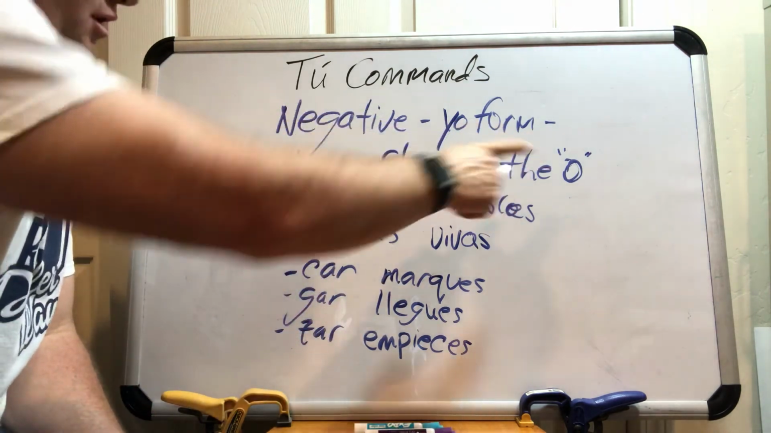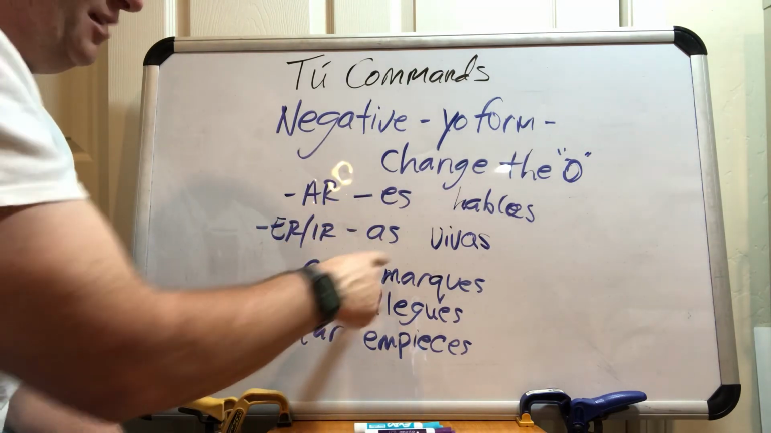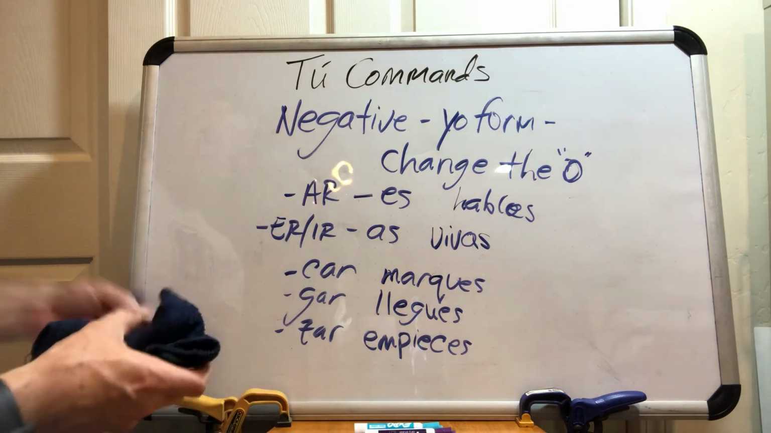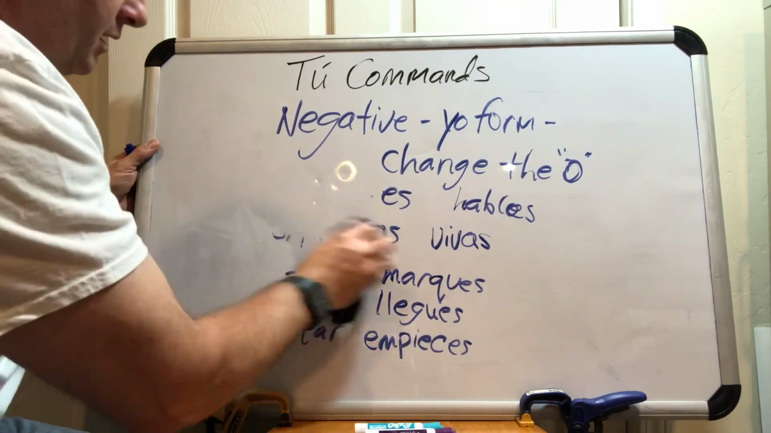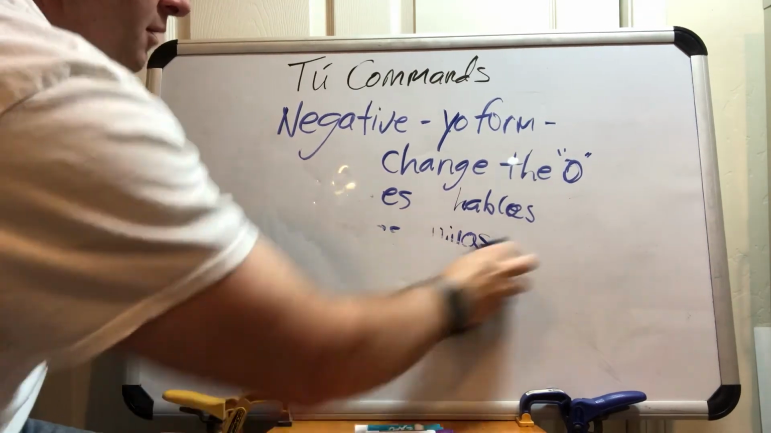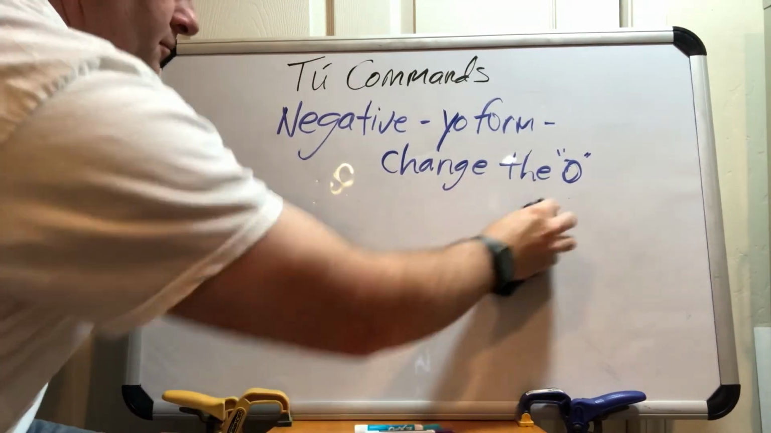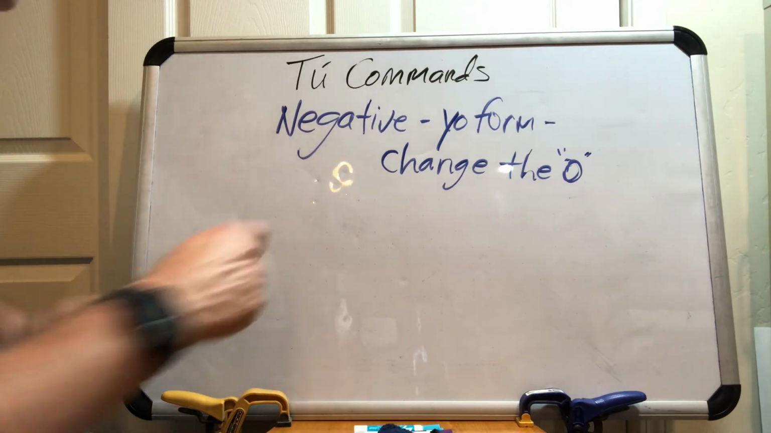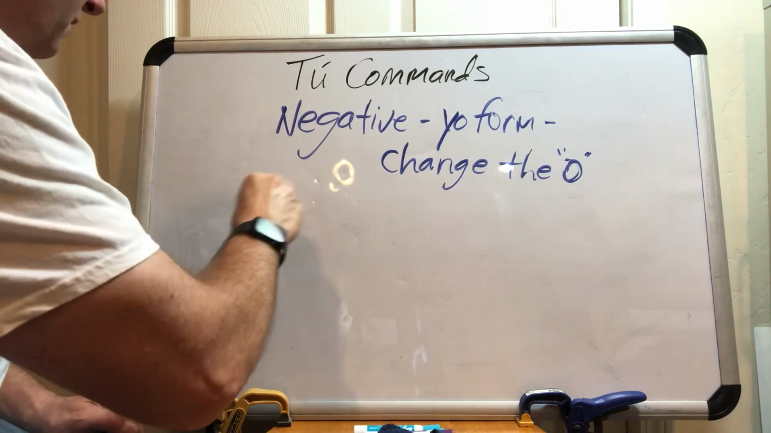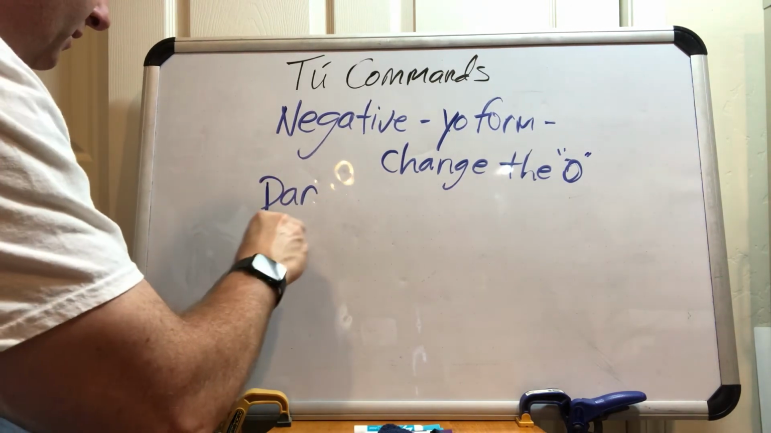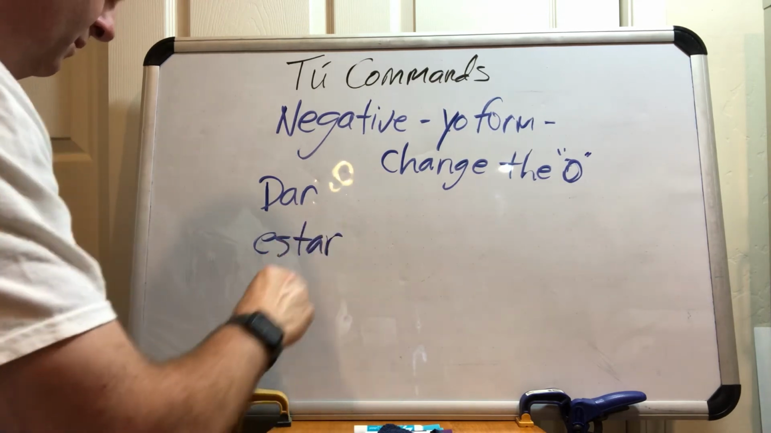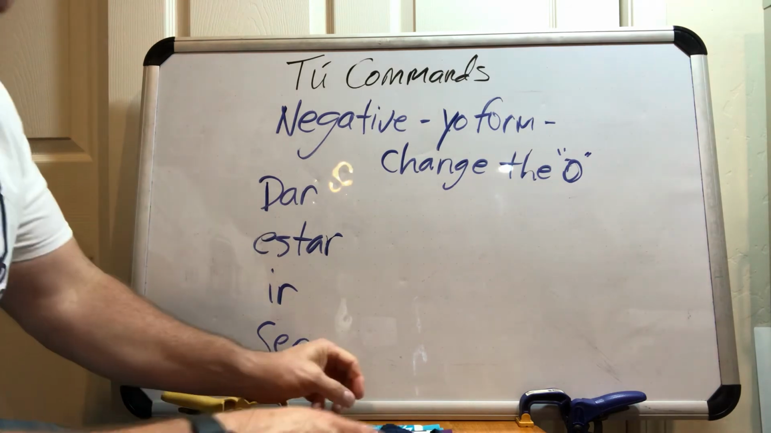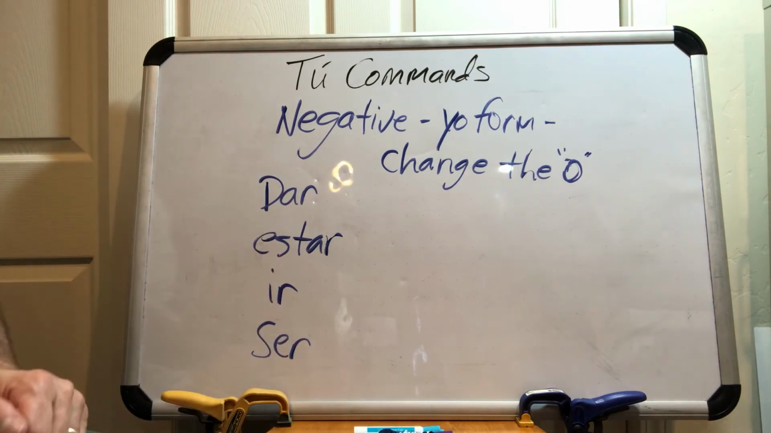So we just change the o on the yo form to es or as, and then remember these spelling changes for the car, gar, zar verbs. Okay? Now we do have a few irregulars in the negative. All right, let me erase this part. Okay, and our irregulars are dar, estar, ir, and ser. So we have dar, estar, ir, and ser.